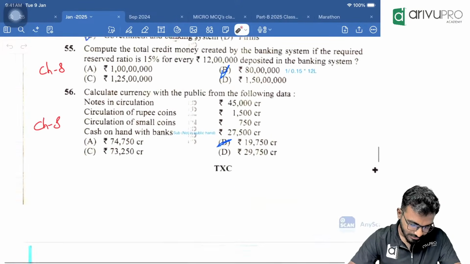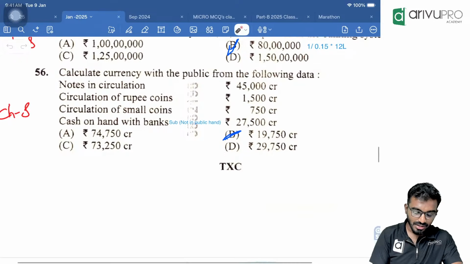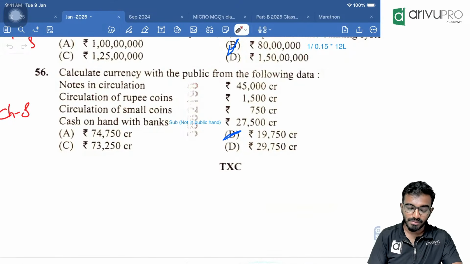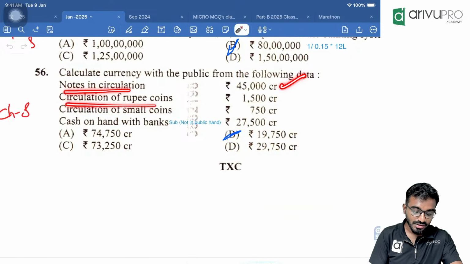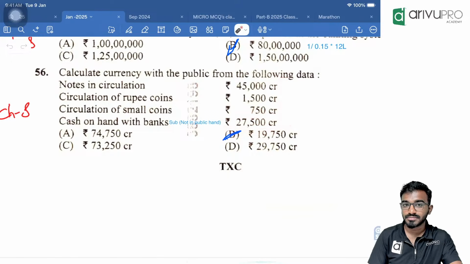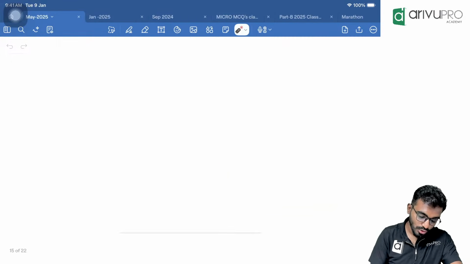Chapter 8. See here. Calculate currency with the public from the following data. Simple. Whatever is money in the hands of the public, add it. Whatever belongs to the banking system and the government, subtract it. See, notes in circulation, add. Circulation of rupee coins, add. Small coins, add it. But cash on hand with whom? With the bank, subtract. Add the first three, subtract the last one. That's it. Simple. Next, one more I will show.